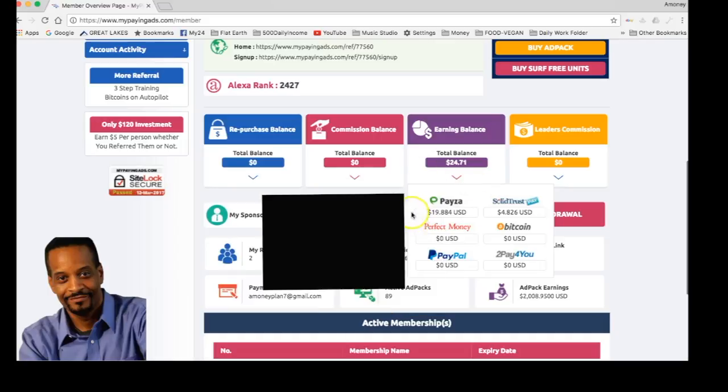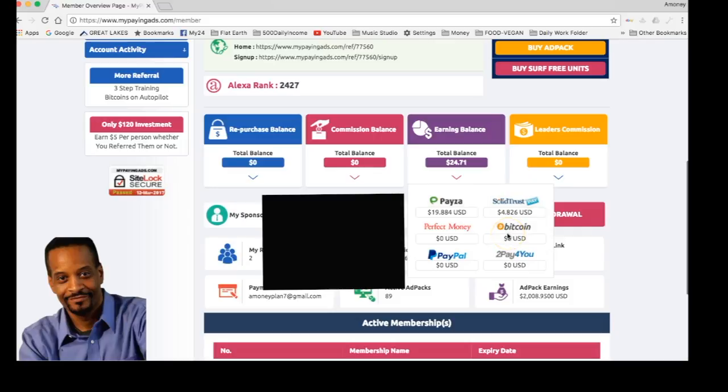And for our payment processors, we're using Payza and Solid Trust. We were dealing with PayPal, if you don't know, but too many complications, so we had to let PayPal go, and it was a battle, but we overcame. Not to get into that. Of Payza, we have $19.88 available. And Solid Trust, we have $4.82 available.